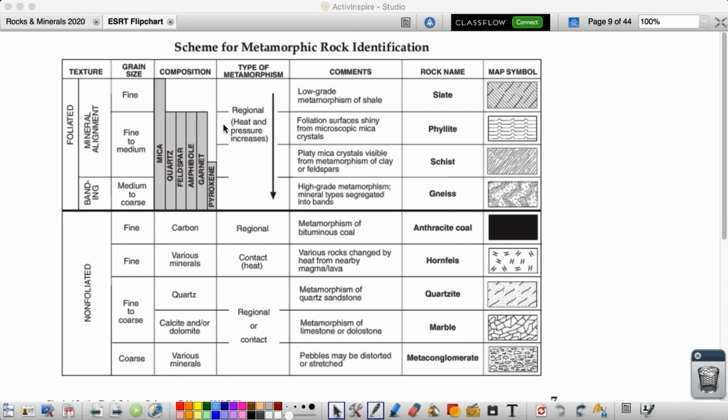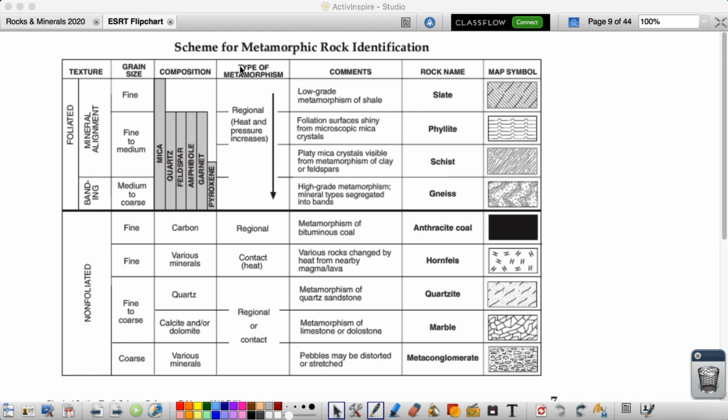If you take a look, you'll notice that the metamorphic rocks are divided into two basic categories, which are foliated and non-foliated. I will explain those terms later. We do have the grain sizes indicated. We do have the composition. Now we're not talking about chemical composition, we're talking about mineral composition, what minerals make up these particular rocks.